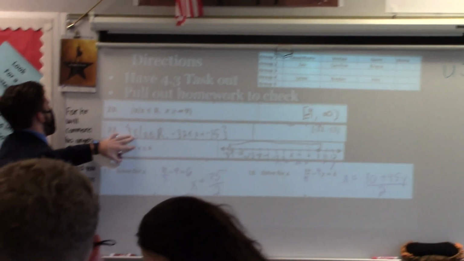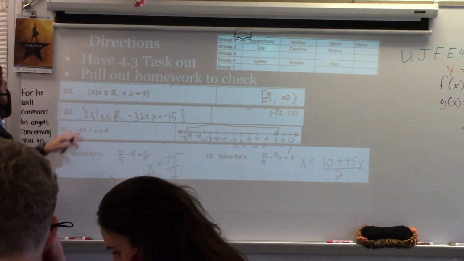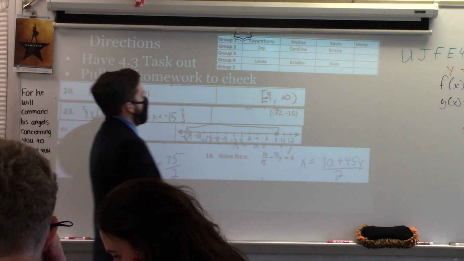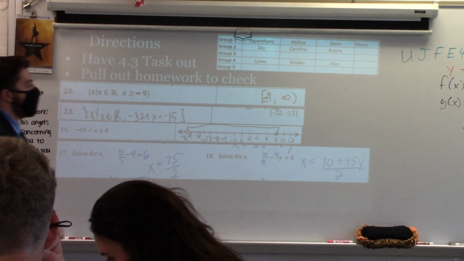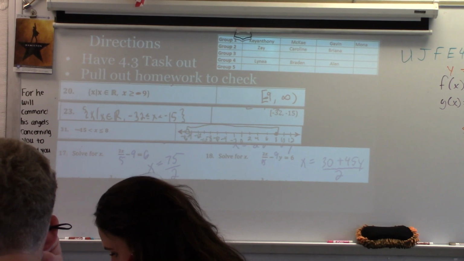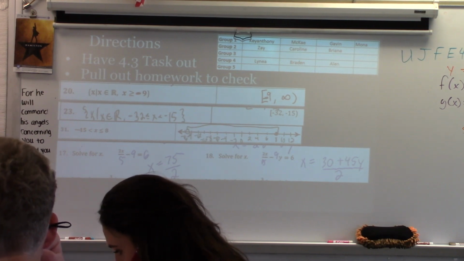23 is a little bit more difficult. So you start with negative 32 to negative 15. We see that negative 32 has the bracket, negative 15 has parentheses. So x can equal negative 32, but it can't equal negative 15.